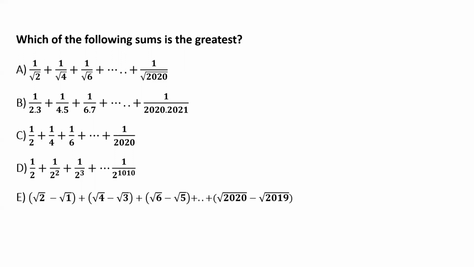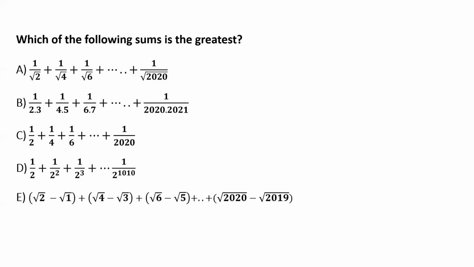Option C is simply the sum of the reciprocals of all the even numbers starting with 2 through 2020. Option D is basically a geometric series where we start with 1 over 2 and then we have 1 over 2 squared, 1 over 2 cubed, and all the way through 1 over 2 to the power 10.